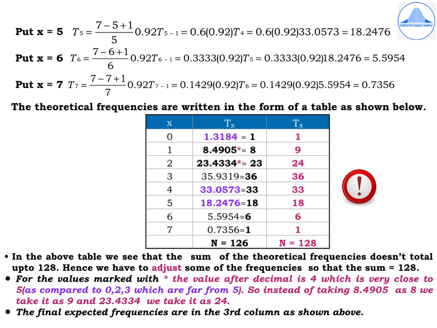So the final theoretical or expected frequencies are written in the third column, that is Tx, as 1, 9, 24, 36, 33, 18, 6 and 1. Now when we find the total of these expected frequencies, it sums up to capital N equal to 128, which matches with the value which is given in the question.